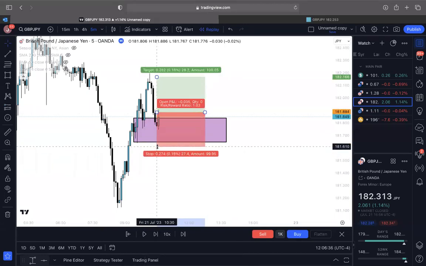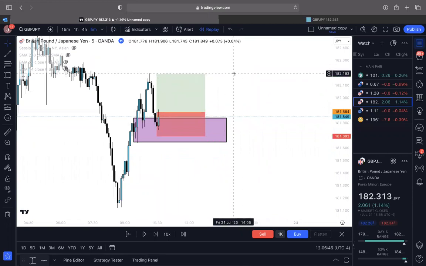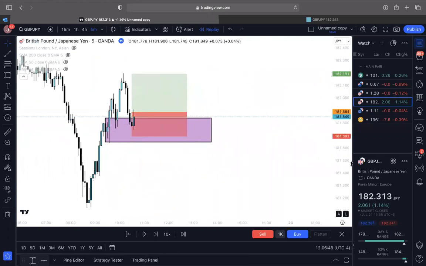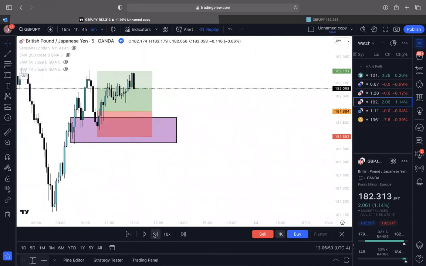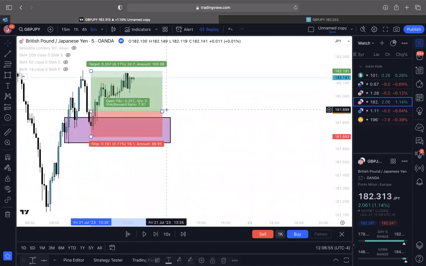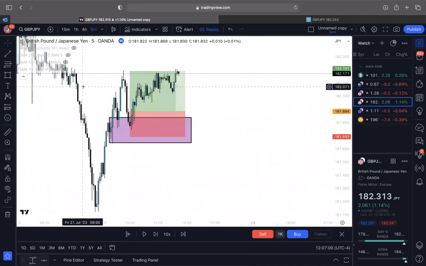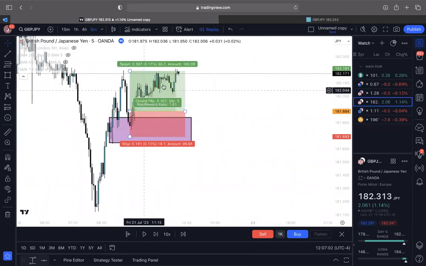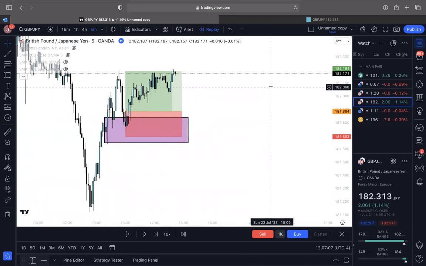Now, the stop loss was probably right here. For me, it was more like a 19 pip move. It was really supposed to be a 1 to 3, but due to the spreads, I was not able to capture the full 1 to 3. It was technically a 1 to 3, but I was only able to capture close to a 1 to 2. So that was my trade.